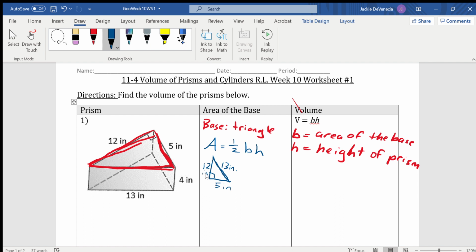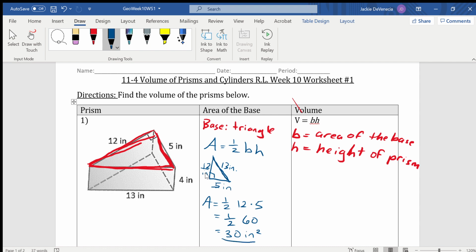Okay, so we have this triangle, and now we're trying to find the base and the height. Usually the base and the height are the ones that form that right angle. So the two lengths that form that right angle are that 12 and that 5. So that's what I'm going to plug into my area formula. 1/2 times 12 times 5. 12 times 5, I know that's 60. So half of 60 is going to be 30 inches squared. So that's my base area.